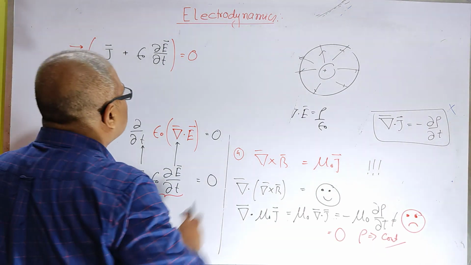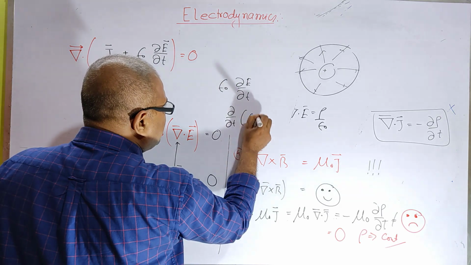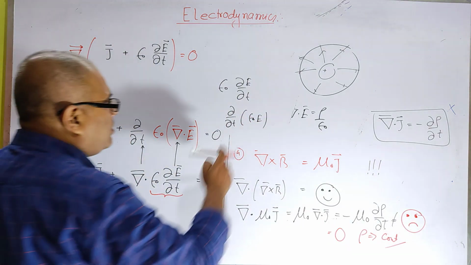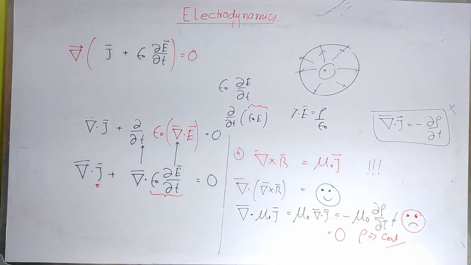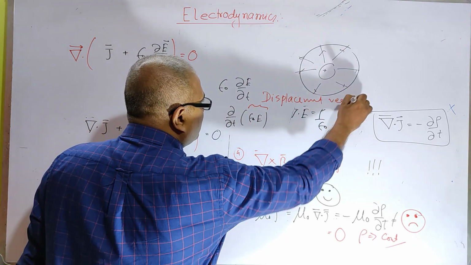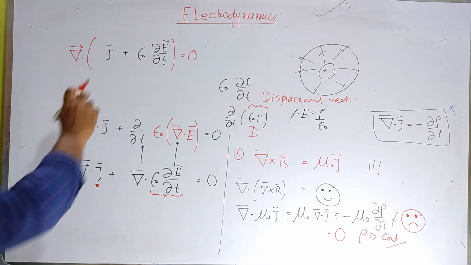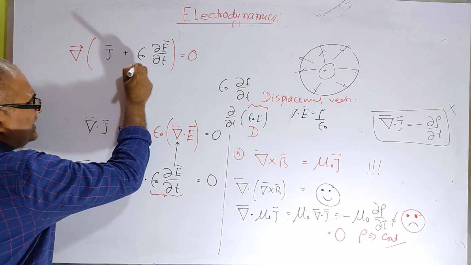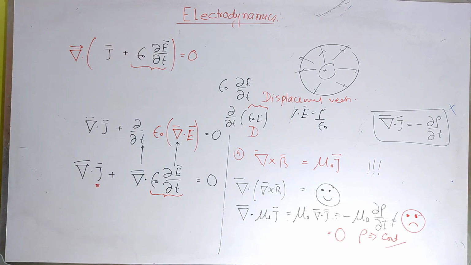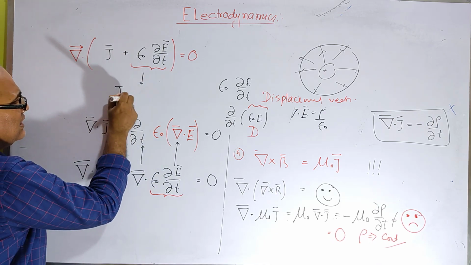If you think of this quantity epsilon naught del E del t as del t of epsilon naught E, you all know what this term is, we have the information about this name. Yes, this is the displacement vector D. Okay, and this is some sort of current density. So if it is current density, the entire term also will be current density, and this must be involved with displacement current. So let's define this term as displacement current.